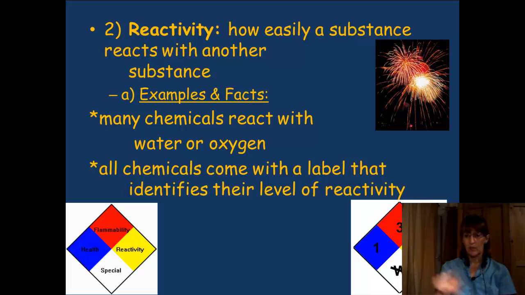So if you look at the little NFPA diamond, the one that's reactivity is the yellow one. So if you look at the diamond on the right over here of your screen, it's got a reactivity of 0, which means it's not going to be very reactive. So it might be something like milk. You know, milk is not really chemically reactive.